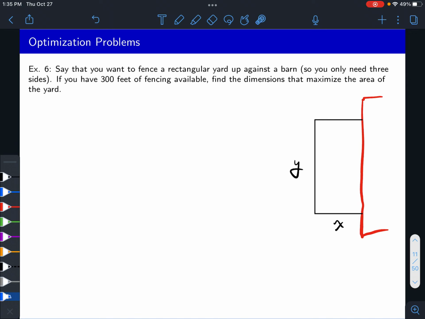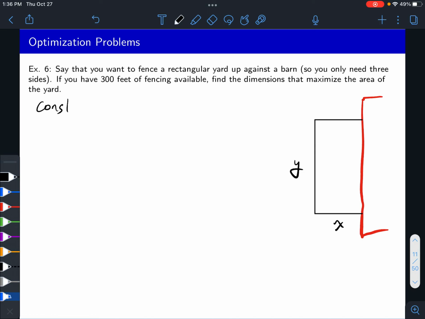So pause the video, figure out what would your constraint be, what would the thing that you're trying to maximize be. Can you get that into a function of only one variable? And then from there, can you actually find that maximum, or can you find the dimensions that maximize that area? Find the x and the y value. So pause that and then come back. I'm just going to start now.